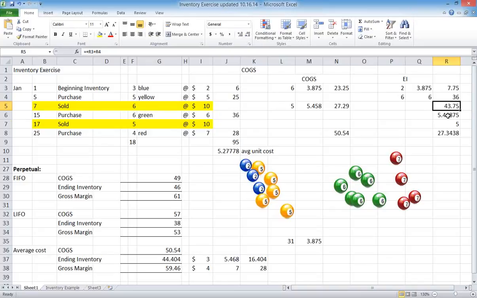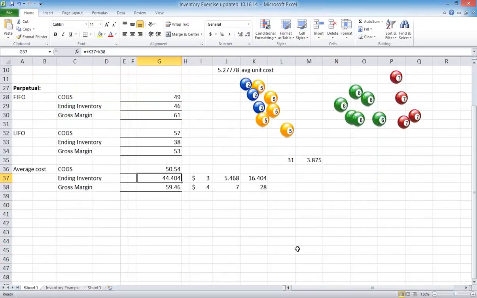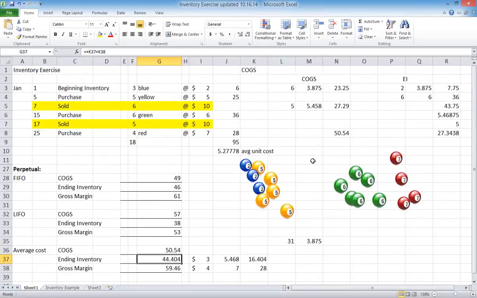Divide that by 8 again to get the new average cost. The new average cost is $5.46, and then we purchased 5. So that was my $5.45 or my $5.46 here for my cost of goods sold to get my $54, and that equals our $44.40.